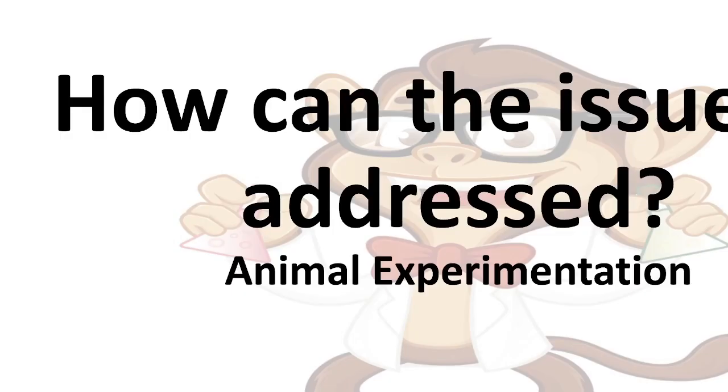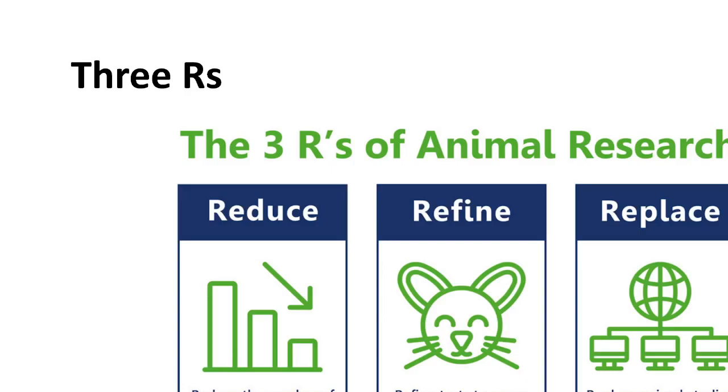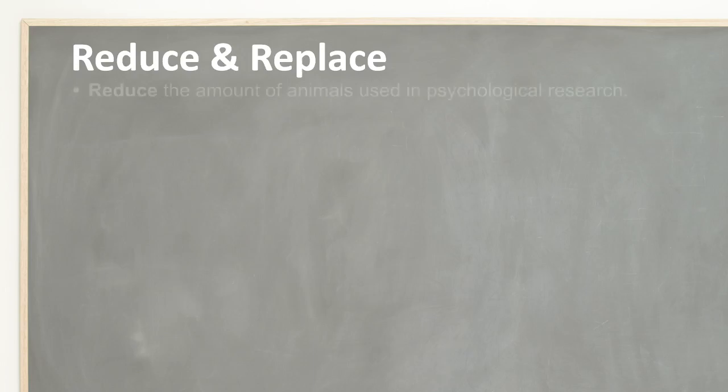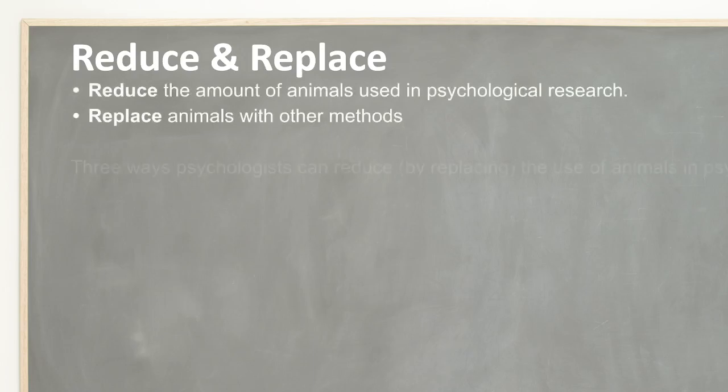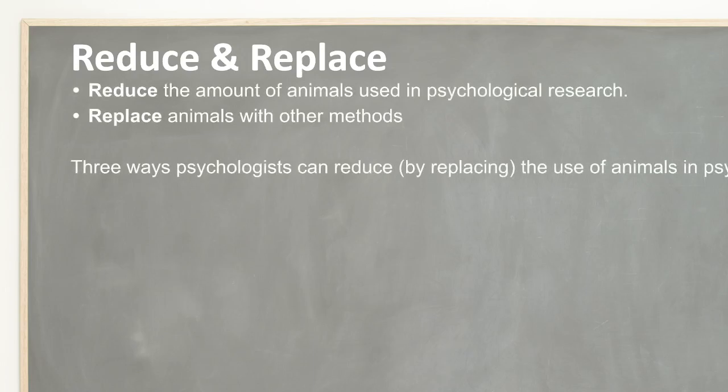Right, how can we address the issue? Quite simply, the 3 R's. Reduce the number of animals, refine them so we create less stress and suffering, and replace the animals with other methods, right? So let's look at the reduce and the replace, okay? So there are 3 ways psychologists can reduce the use of animals by replacing them with other methods.